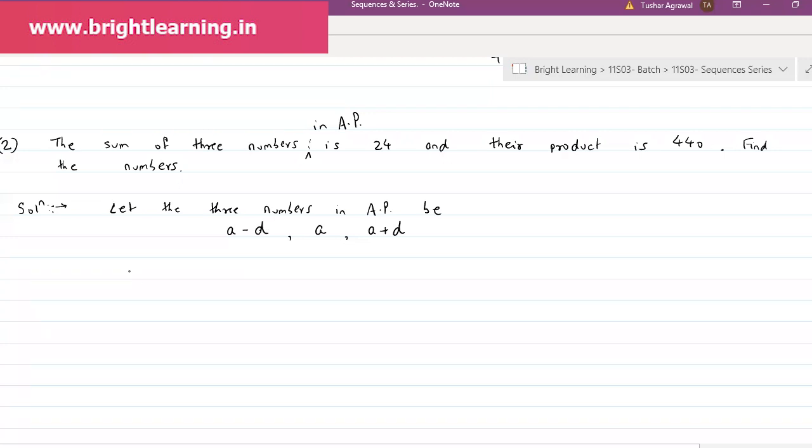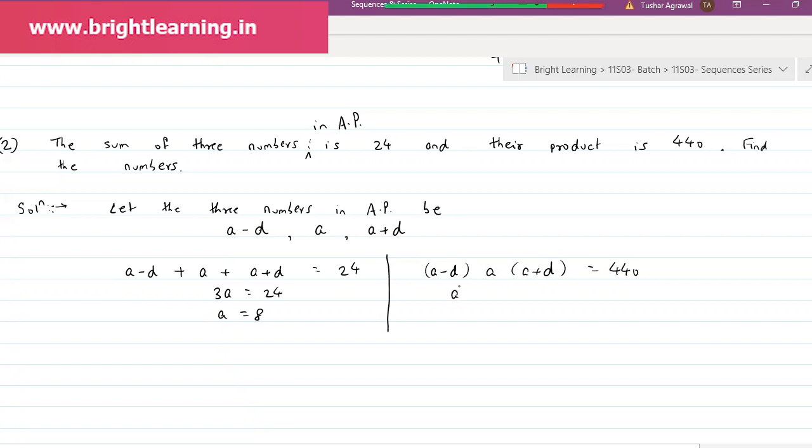Okay. So now applying the conditions, A minus D plus A plus D, their addition is given to be equal to 24. So this turns out to be 3A equals 24 and A equals 8. This is the first condition we have used up. After that, the second condition is that the product is 440. Product is 440 means what? A minus D, A, A plus D is equal to 440. So it becomes A square minus D square into A equals 440.